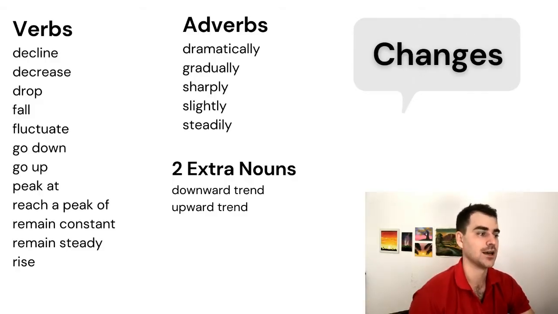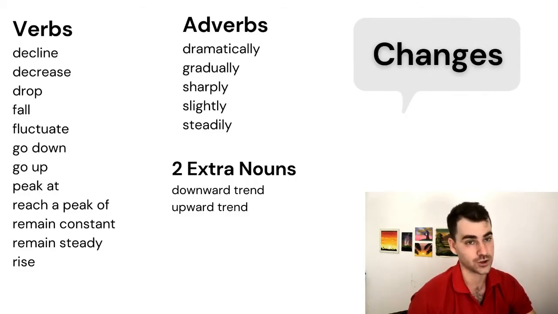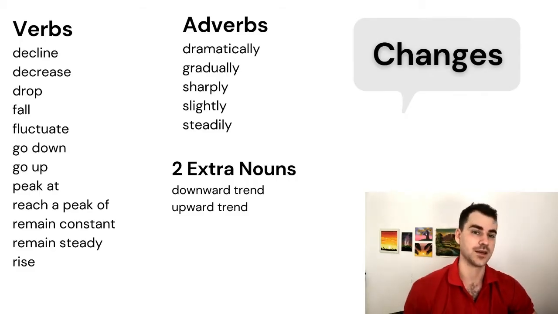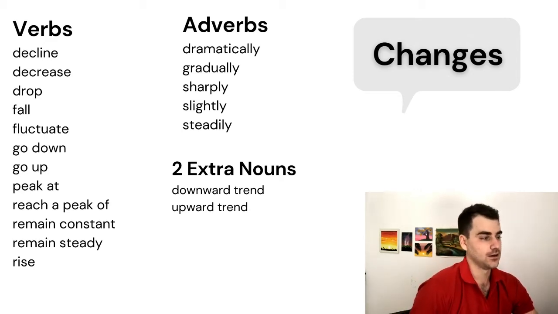And two extra nouns, a downward trend and an upward trend. This is referring to a pattern of something, if it's going up or if it's going down. It's a lot easier to look at these in context. So let's look at some charts.